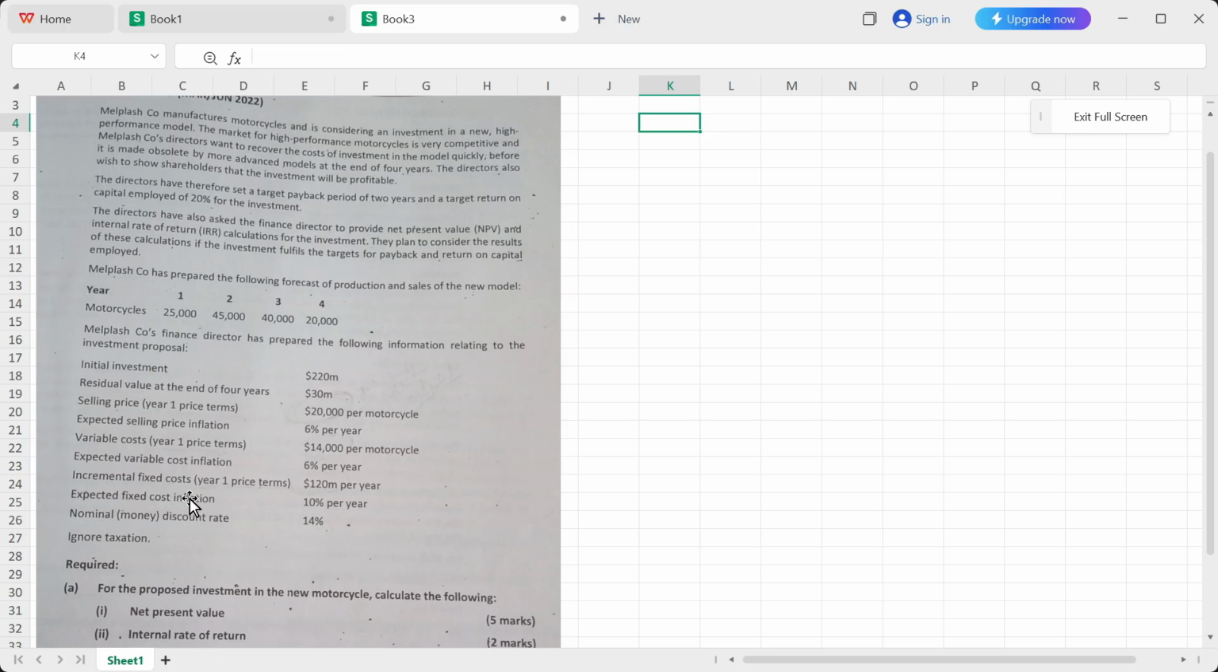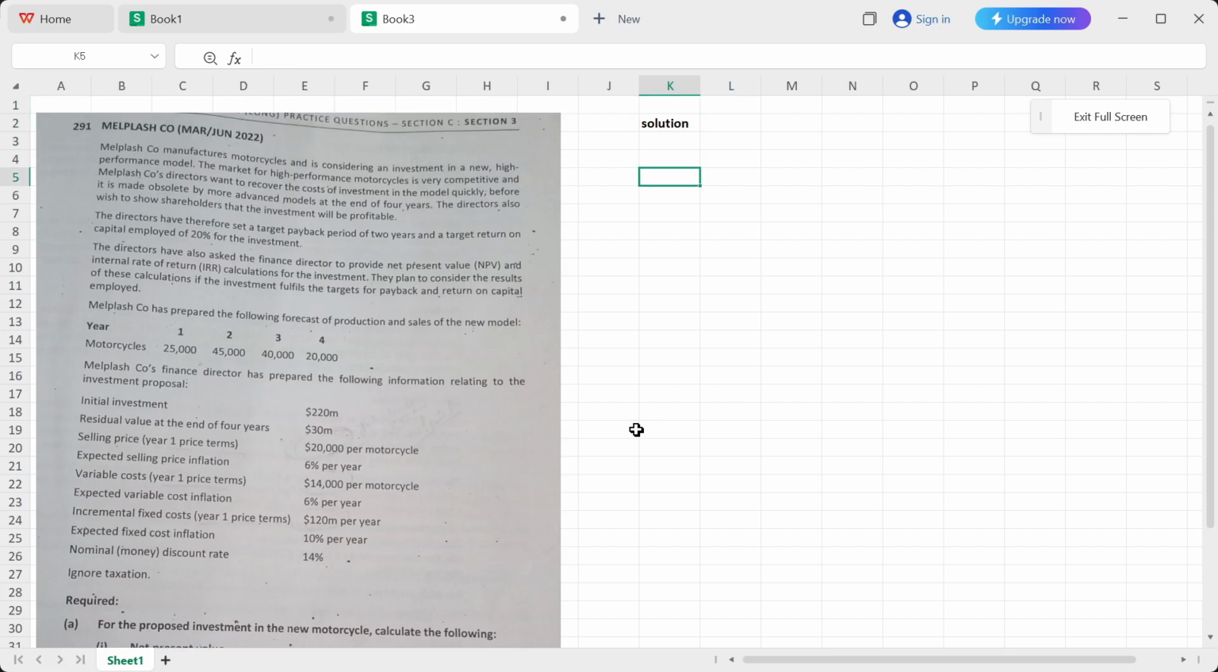And the same goes for your incremental fixed cost. So this is something you need to remember. If it says in the bracket year one price term, you just take the same value for year one, and from year two, you adjust for inflation. Whereas in normal questions where this is not written, we start adjusting from year one onwards. But in this particular question, we will just take year one values as they are, and from year two, we will adjust. The reason is because they have written the bracket year one price term. So that is something you need to keep an eye on.